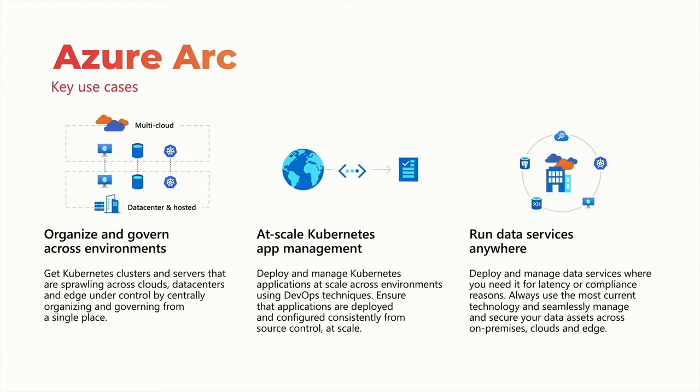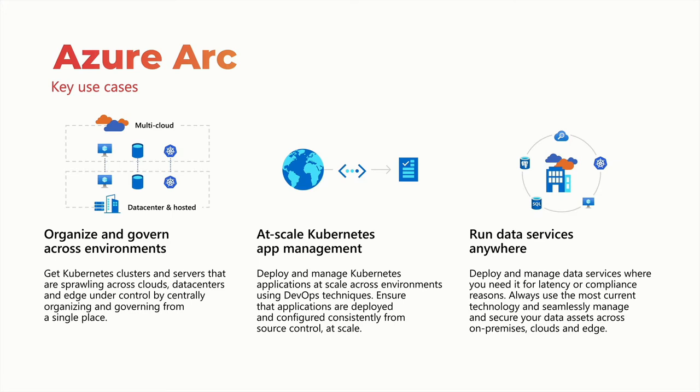So at a high level, Azure Arc addresses three use cases. The first one is organizing and governing across environments. You can onboard your traditional infrastructure based on VMs, modern infrastructure based on Kubernetes clusters to Azure Arc, and you can manage them from a single pane of glass. Then you can use deployment at scale by enabling what is called GitOps. And Azure Arc has a very sophisticated yet simple deployment at scale mechanism delivered through GitOps. More on this later. And finally, as I mentioned, the ability to run data services anywhere.